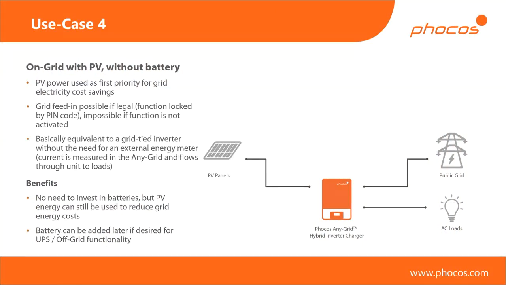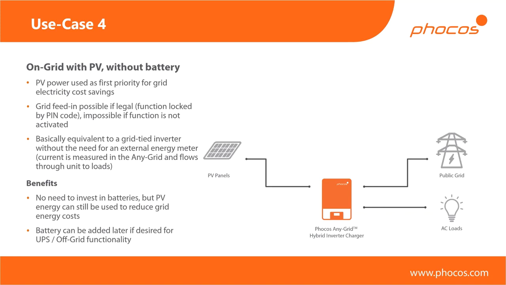Use case number 4 is on-grid with PV, but without a battery. So this time, why do we want to do this? We want to use PV power as well as we can, again, to push down our energy costs from the grid. We can still feed in if it's possible or legal in my region. Again, it's impossible if it's not activated.